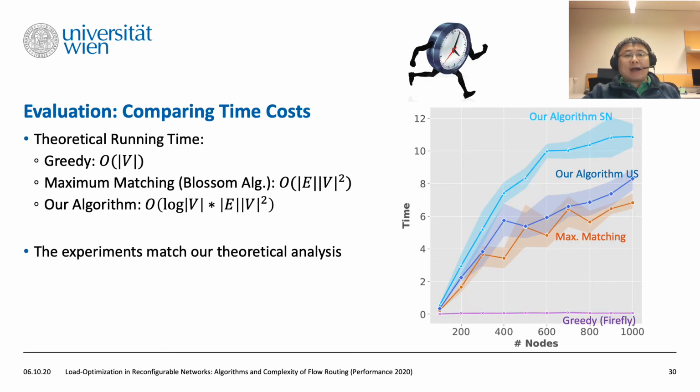Then we evaluate our running time. Theoretically, greedy algorithms have a linear running time with respect to the number of nodes. Max matching has its own running time, and our algorithm has a log V multiple of the running time of max matching. The log V is because of the binary search. Comparing with the experimental results, we found they match our theoretical analysis very well, especially our algorithm's running time is very close to that of max matching.